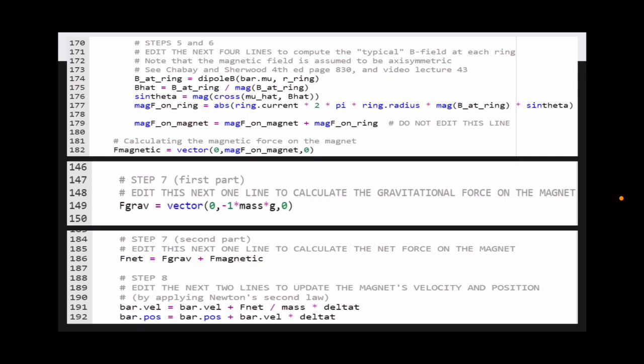And in step 7, we calculate the gravitational force on the magnet, which is just mass times gravity, and then summing those force of gravity and magnetic force up on the magnet, we get a net force on the magnet in step 7, second part. In step 8, we change the magnet's velocity and position by applying Newton's second law, and there's the code for that.